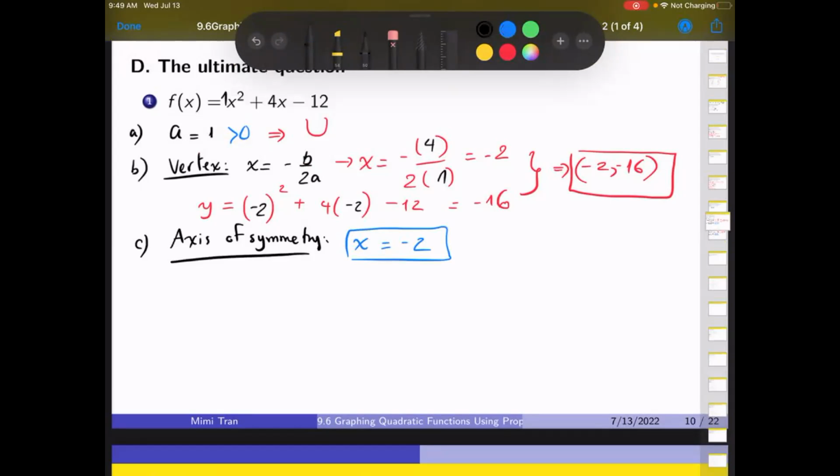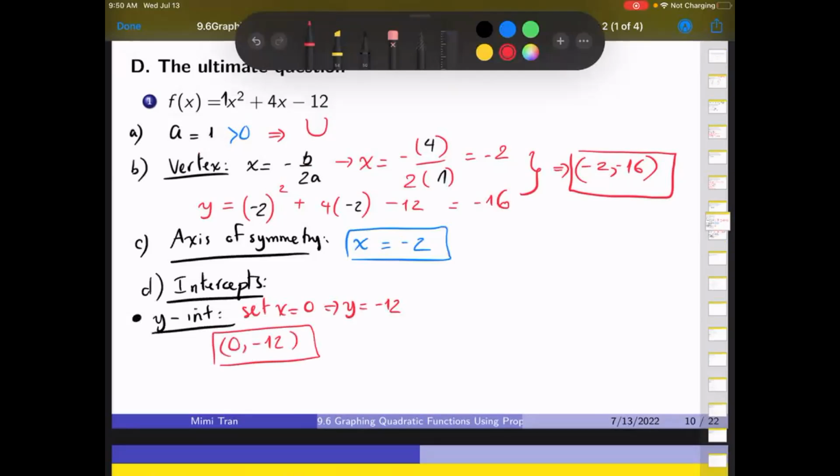The last part is going to be the intercepts. Let's do the y-intercept first because it's easy. What is the y-intercept? Yeah, thank you. Set x equals 0. This implies y equals negative 12. So your answer is 0 comma negative 12. Box it.